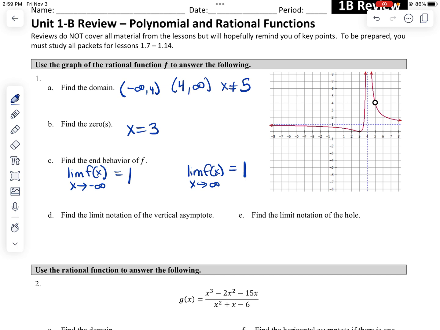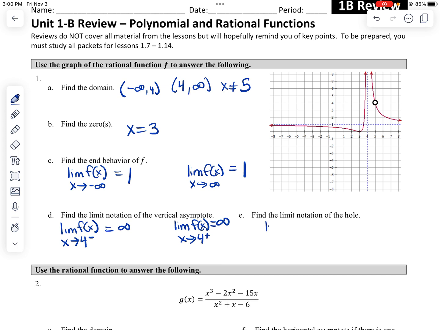So limit notation of the vertical asymptote. So the limit of f of x as x goes to 4 from the left-hand side, and the limit of f of x as x goes to 4 from the right-hand side. So on both sides, the y value is shooting up, so we would say it's going to positive infinity.